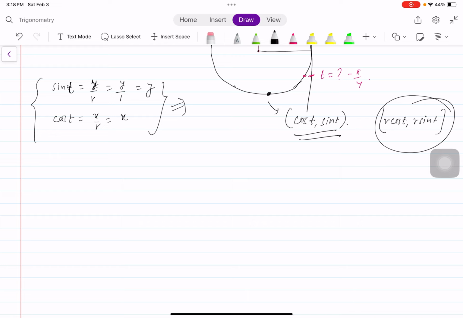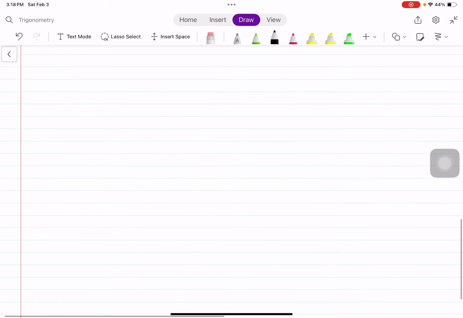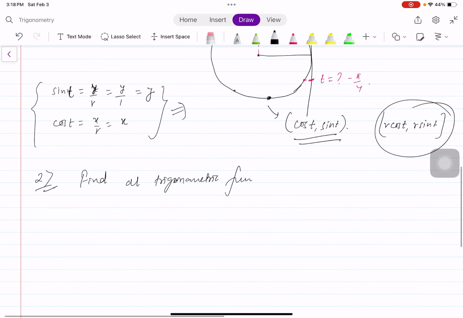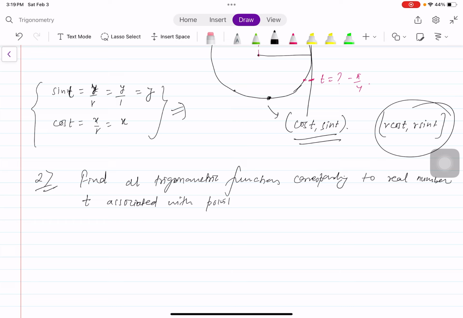Now let's do a problem. Find all trigonometric functions corresponding to a real number t associated with the point P, 5 over 13 comma negative 12 over 13.